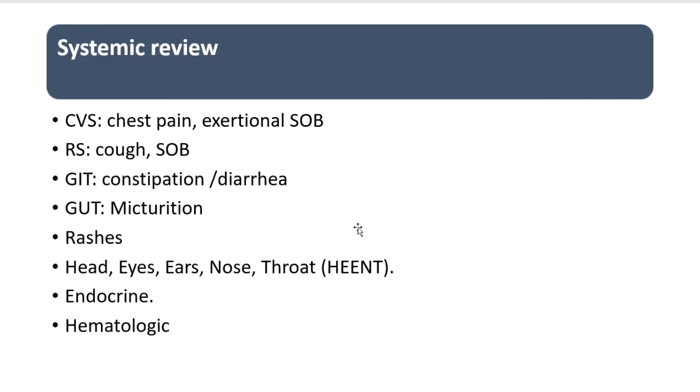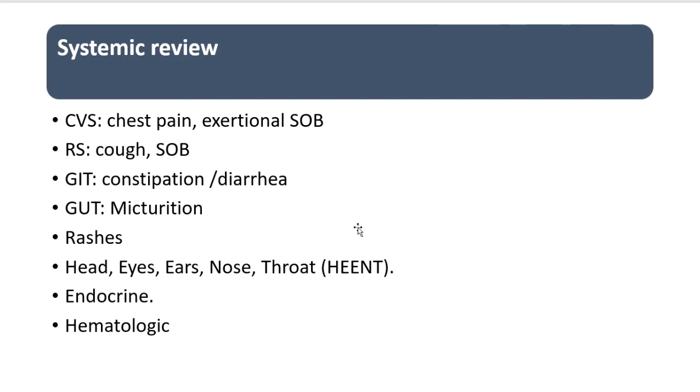Now when a patient comes with heart failure, you have to ask about what? Orthopnea. So you can ask, how many pillows do you use to sleep, do you need 2-3 pillows? So the patient cannot lie down flat in the bed. Then paroxysmal nocturnal dyspnea. Those symptoms you have to ask. So chest pain, exertional shortness of breath. Then the respiratory system, you have to ask about cough and shortness of breath.